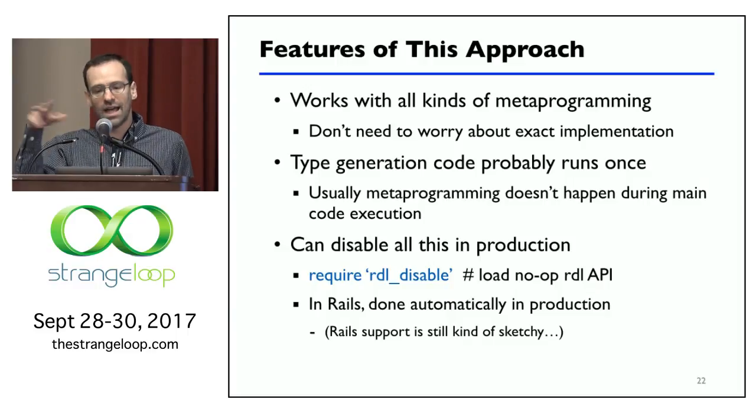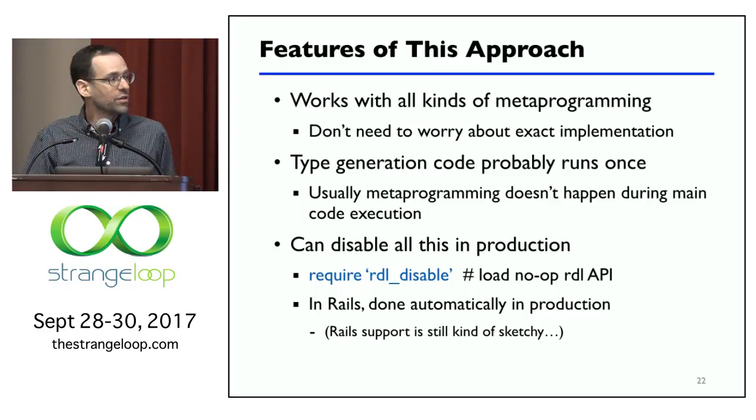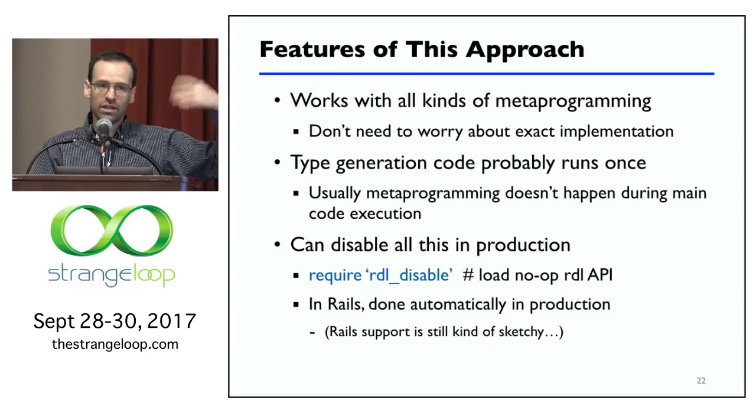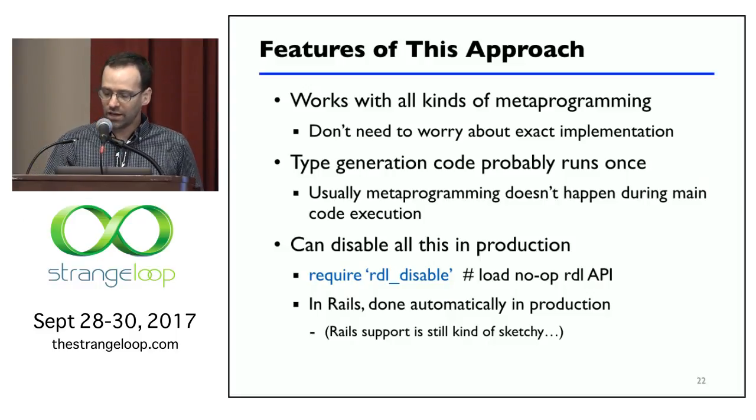You're going to do it kind of at the outside, which means the type annotations are not going to be in a tight loop. They're going to be on the outside. And if you want, you can disable all this stuff in production. So there's an RDL disable module you can load instead of RDL, and that's just going to cause all the type annotations to be no ops. In Rails, there's some stuff for RDL so that that will be done automatically in production. I don't want to say that Rails support is bulletproof. It's still kind of sketchy, but the core ideas are there.